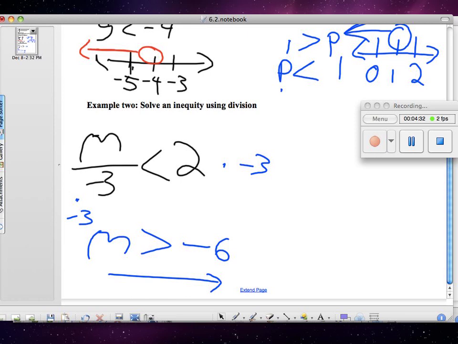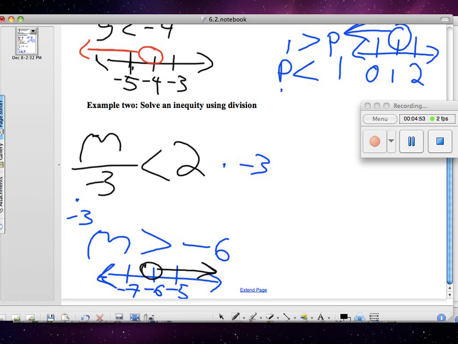Then we have our number line. We have a number less than negative 6, which would be negative 7, negative 6, and a number greater than negative 5. And I'm going to put an open circle over negative 6, and m is greater than that. So it would go towards ones that are greater, or it points which way it would go.